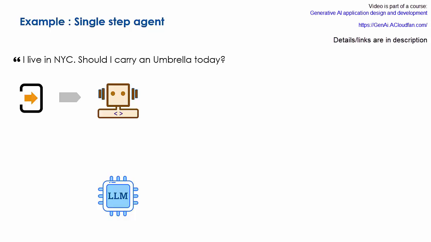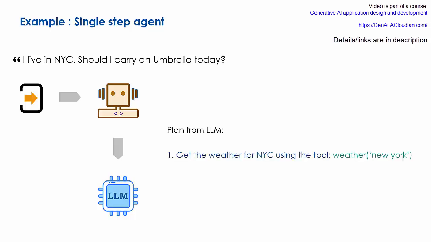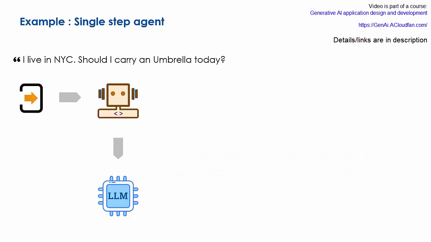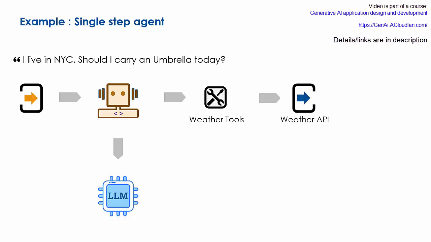The agent will use the LLM to generate a plan which may look like this. Get the weather information for New York City using the weather API tool, and then use the response from the tool to check if it would rain today or not. And if it would rain, then the response should be yes, you should carry the umbrella. The agent executes the tool suggested by the LLM to get the weather information. Let's say the weather prediction is 80% chance of rain in New York City.